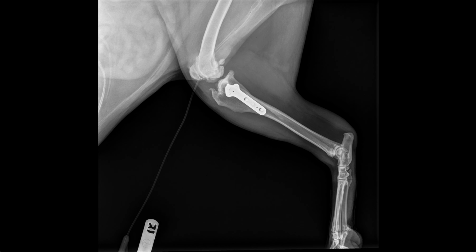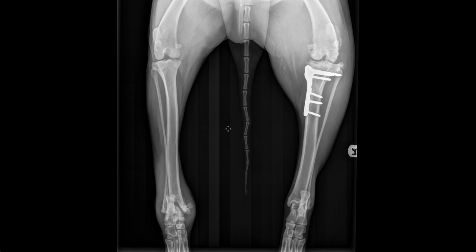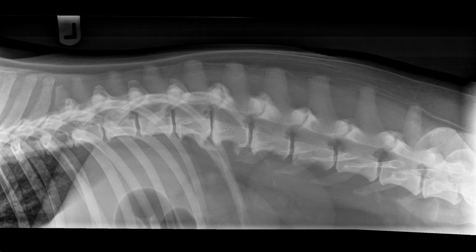On orthopedic exam, he is very painful in his right stifle and left tarsus with palpation, and both are swollen and warm to the touch. He has had a tibial plateau leveling osteotomy of the right stifle and was previously diagnosed with osteochondritis dissecans, or OCD, in his left tarsus, which was scoped. His current medications include Previcox, Tramadol, and Apoquil. He has had RADs performed of the stifle, the tarsus, as well as the lumbar vertebral column.